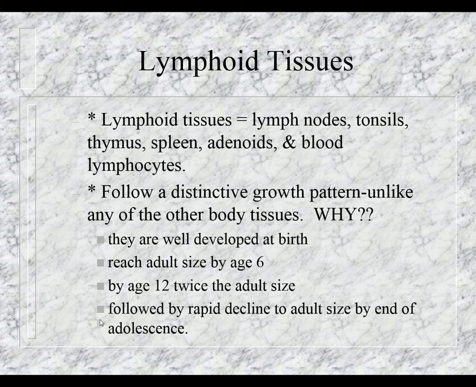Talking about the lymphoid tissues, these are your lymph nodes, your tonsils, your thymus, your spleen, your adenoids, things like that. These follow a very distinctive growth pattern, unlike any of your other body systems. The reason is that as a child gets older and older, they are exposed to so many different microorganisms, and their immunity starts to develop antibodies against them. So it probably reflects the repeated exposure to new infectious agents.